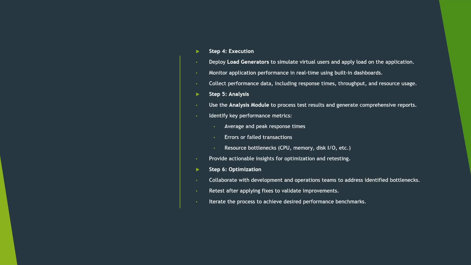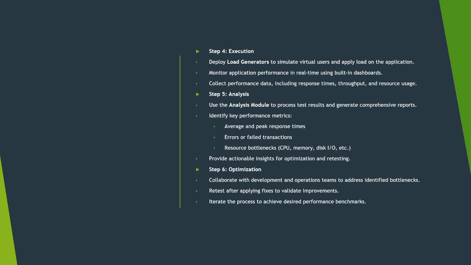Step 5 is analysis. Use the Analysis module to process test results and generate comprehensive reports. Identify key performance metrics: average and peak response times, errors or failed transactions, resource bottlenecks like CPU, memory, disk I/O. Provide actionable insights for optimization and retesting.